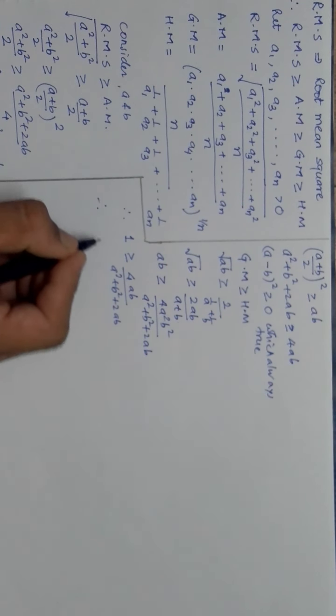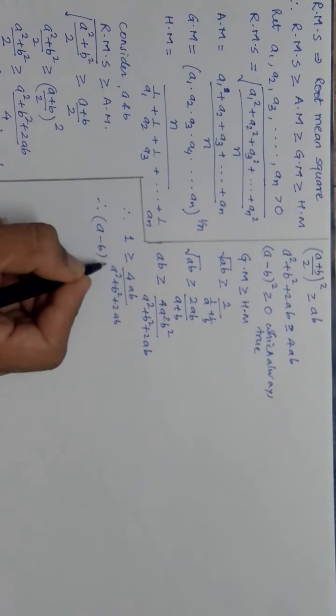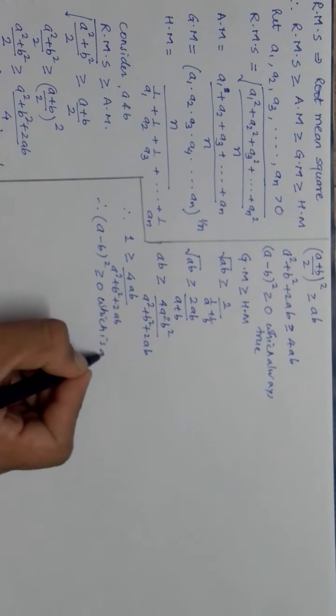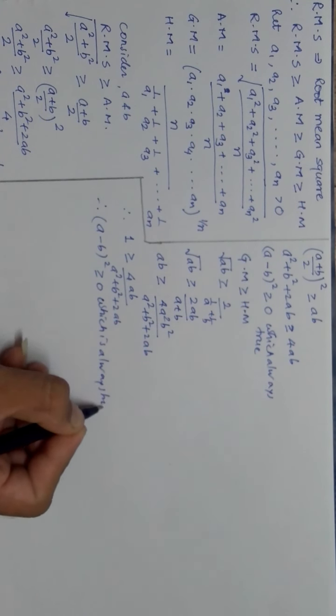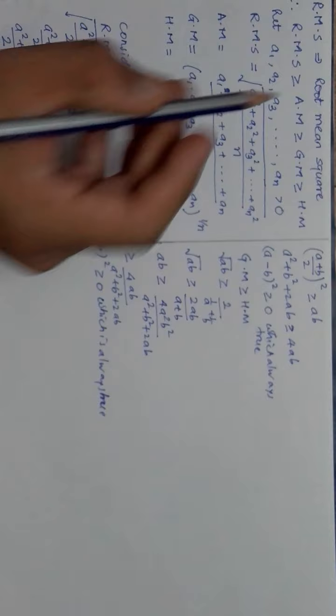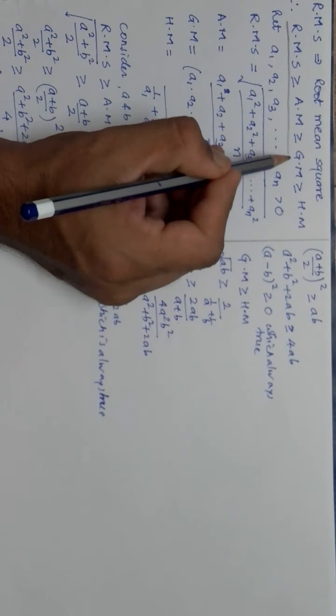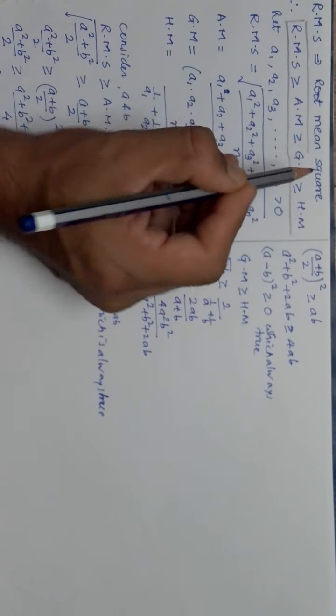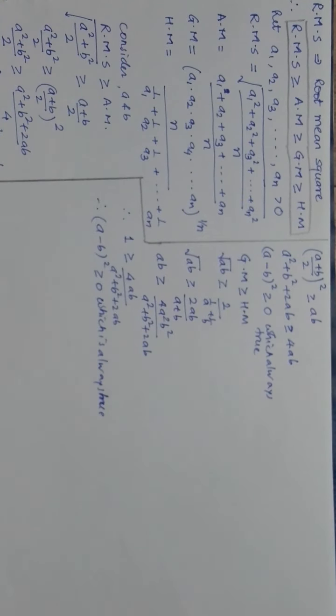So I get here, the same, (A minus B) the whole square is greater than or equal to 0, which is always true. That means I get the final relation, which is now known: root mean square is greater than or equal to arithmetic mean is greater than or equal to geometric mean is greater than or equal to harmonic mean. Okay, so now let us take one question to understand how we apply it.